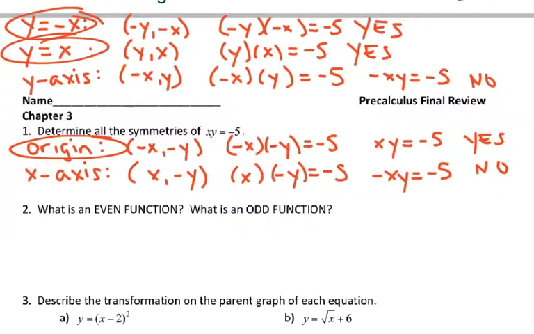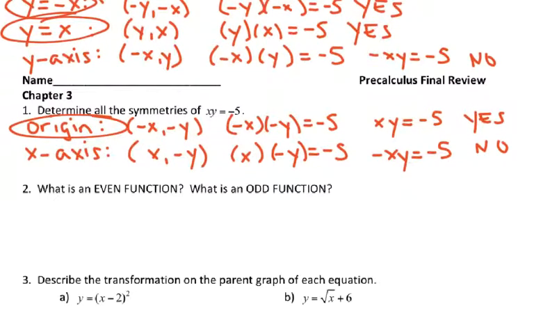Number 2, what is an even function? What is an odd function? An even function is a function that is symmetric over the y-axis. If you check symmetry over the y-axis, and you get that it is symmetric, it's an even function.